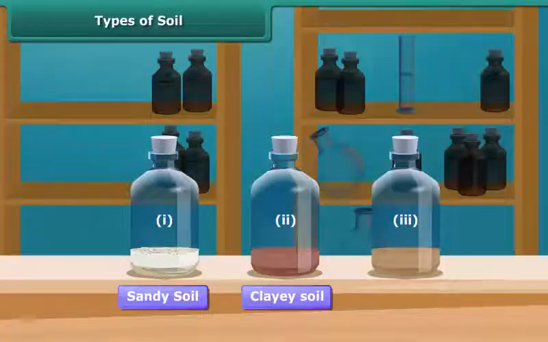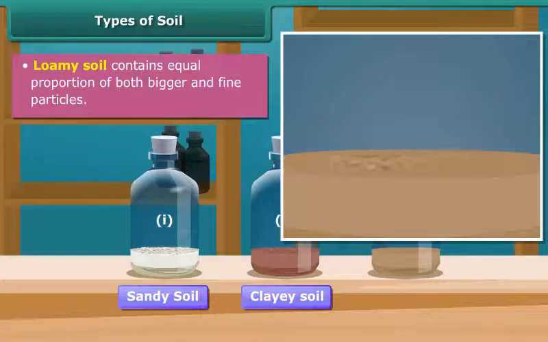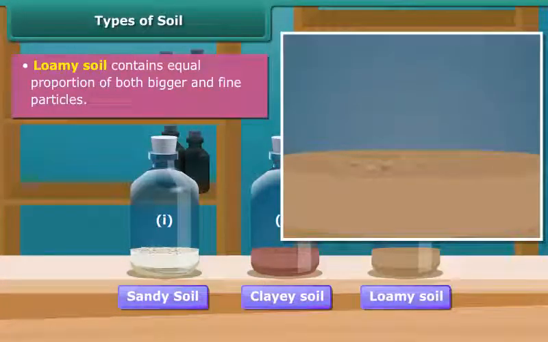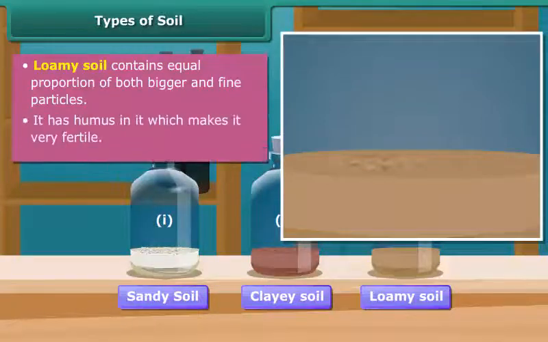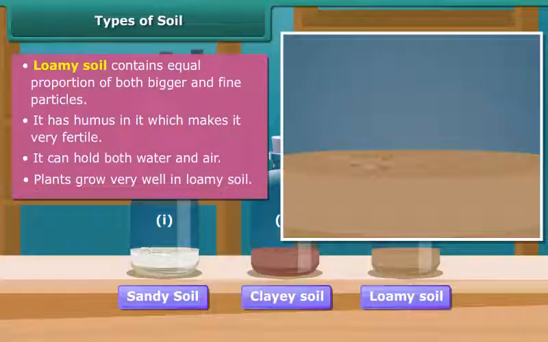Now let's observe third sample closely. It contains equal proportion of both bigger and fine particles, so it is a loamy soil. Among all the three soils, loamy soil has humus in it, which makes it fertile. Also, it can hold both water and air. Therefore, plants grow very well in loamy soil.